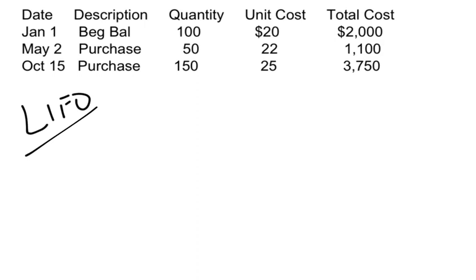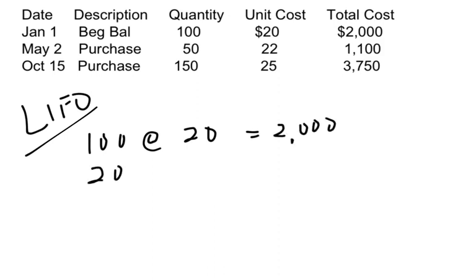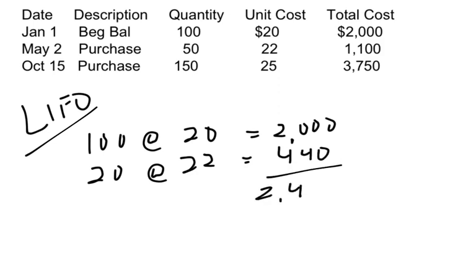The ones that would be left over are the ones that are the oldest. So we'd start at that January 1st level. So if we had 120, then 100 of those would be at a cost of $20. So we've got $2,000 here. And we need 20 more. So 20 would be at the cost of $22 apiece, or $440. So together you've got $2,440. That's your total ending inventory. That should show up on your balance sheet.